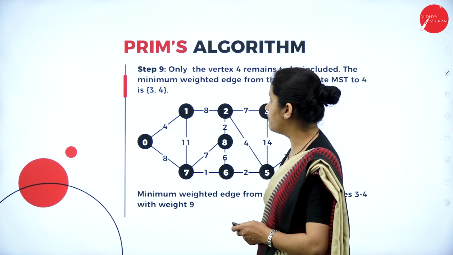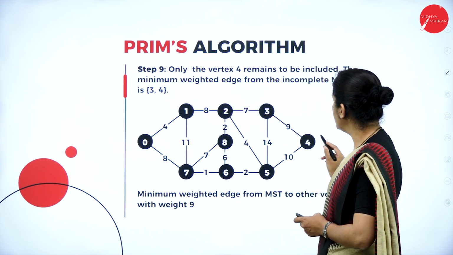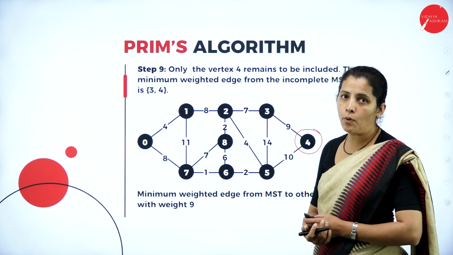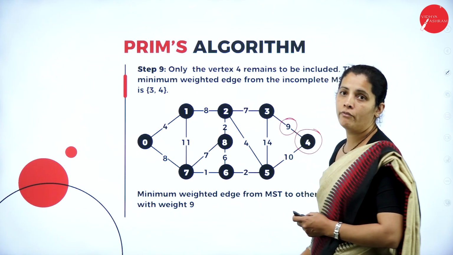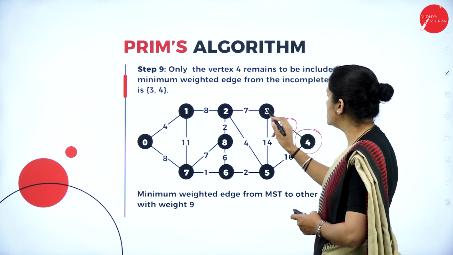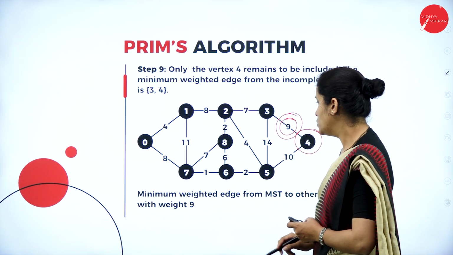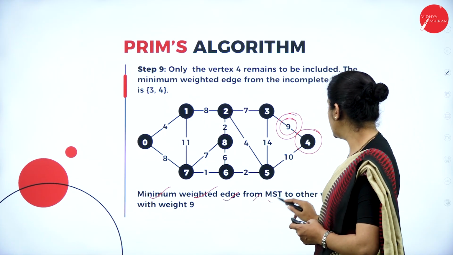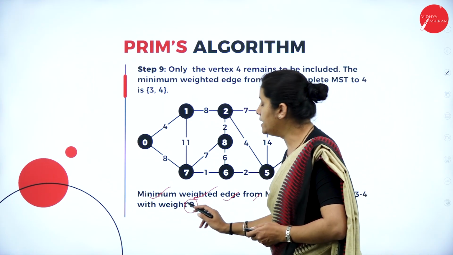In my step 9, only one vertex is remaining, that is vertex number 4. And I have only one possibility to reach vertex 4, that is with the weight 9. So I'll reach vertex 4, that is 3 to 4, with the weight 9. So the minimum weighted edge from the minimum spanning tree to another vertex is 3 to 4, with the weight 9.